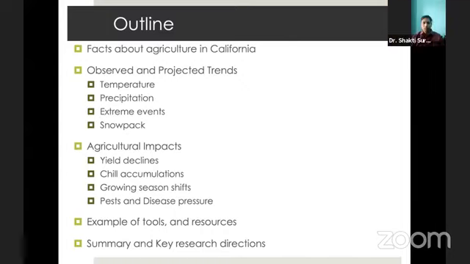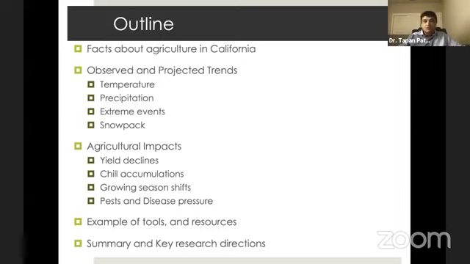Then I'm also going to talk about a few efforts that I started in California regarding decision support system, and how effectively we can use climate and weather information and put them in a decision support perspective. It's not just 1 or 2 parameters, but rather a more complex system, and how can we tailor that information for different crops in California.